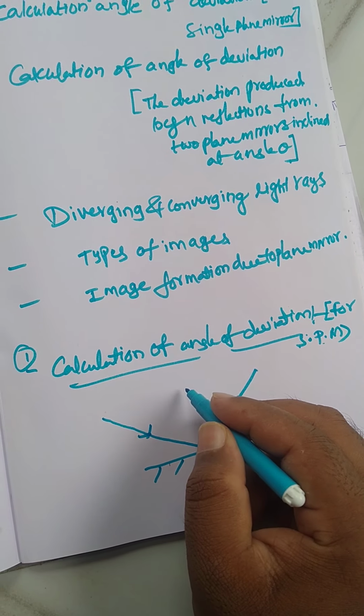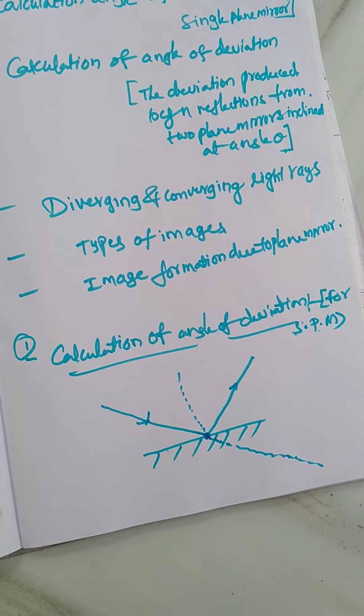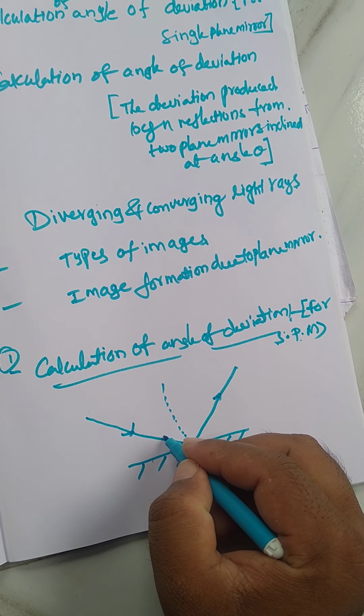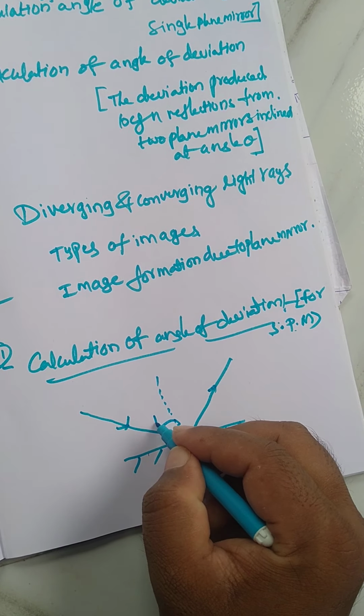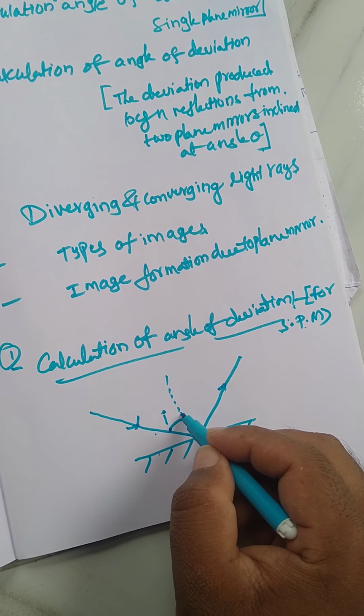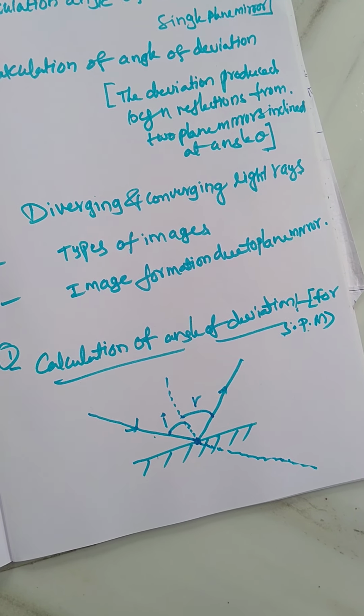This will happen whenever a light ray is incident on a plane mirror. Next is the normal. The perpendicular drawn at the point of incidence is known as the normal. The angle between the incident light ray and the normal is known as the angle of incidence. The angle between the reflected light ray and the normal is called the angle of reflection.